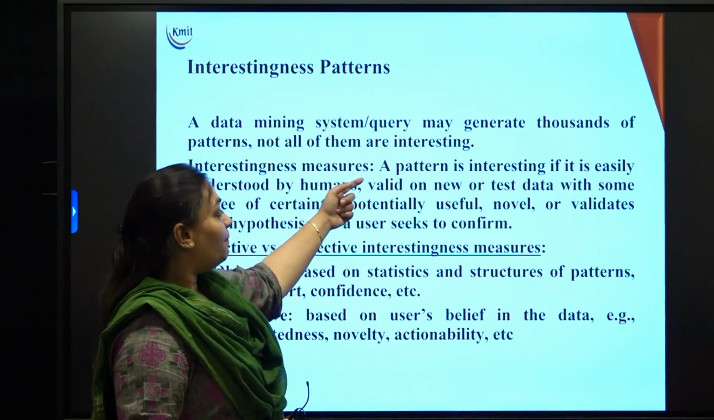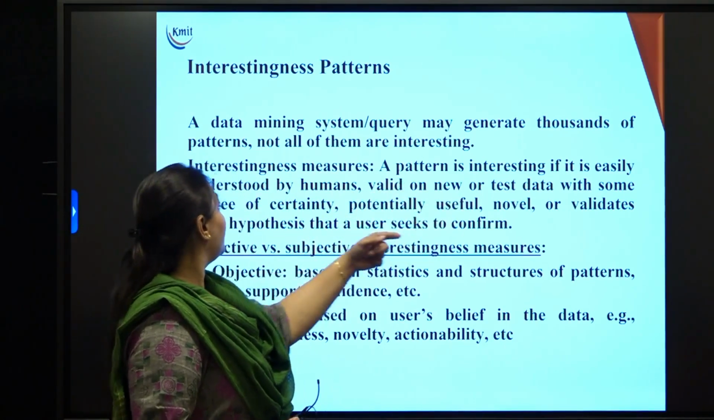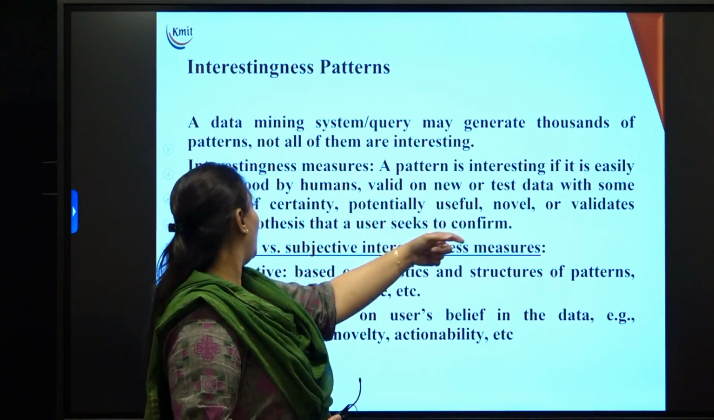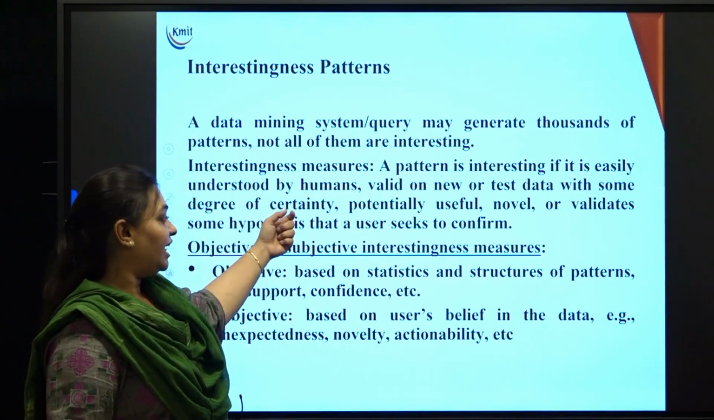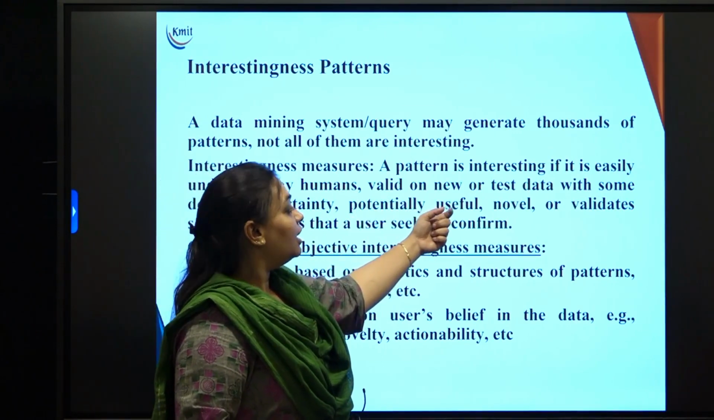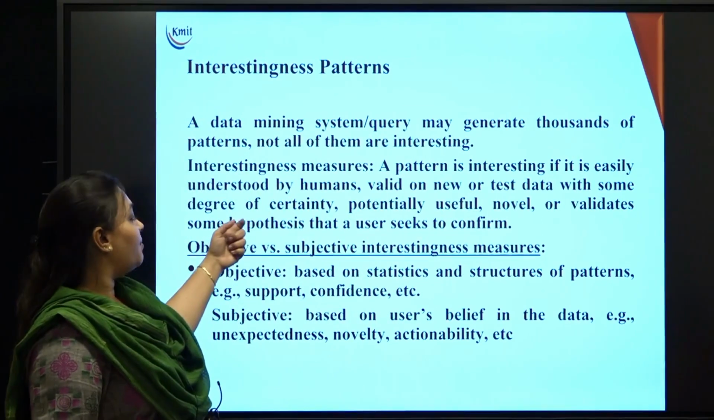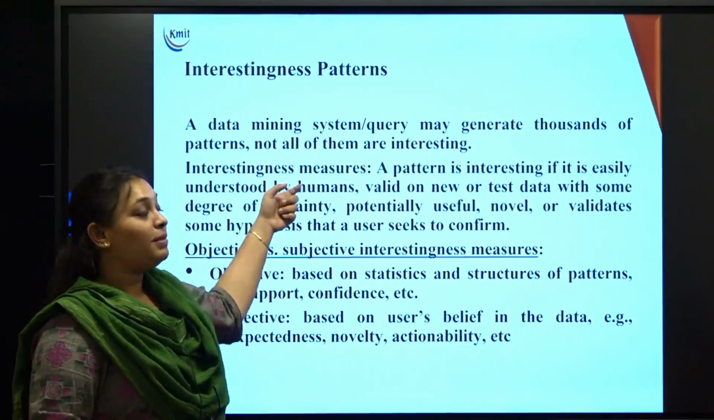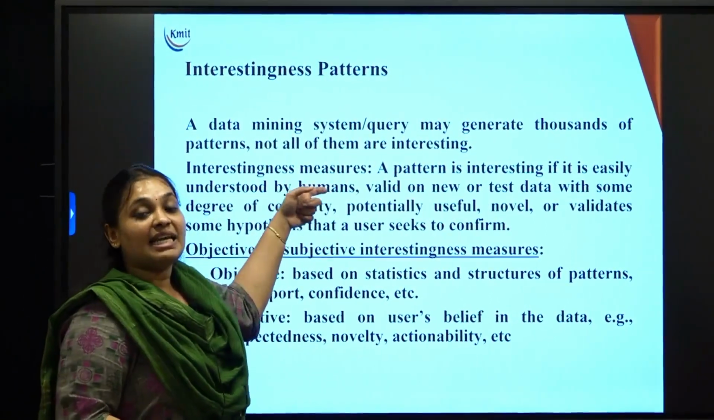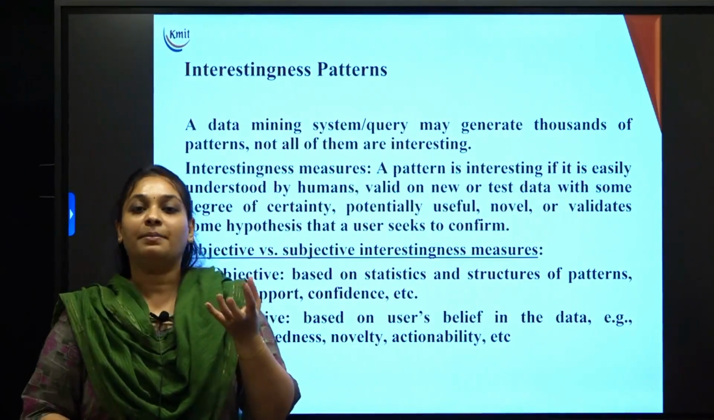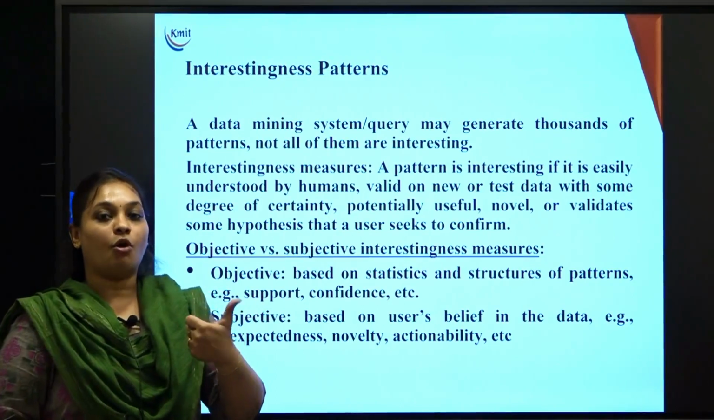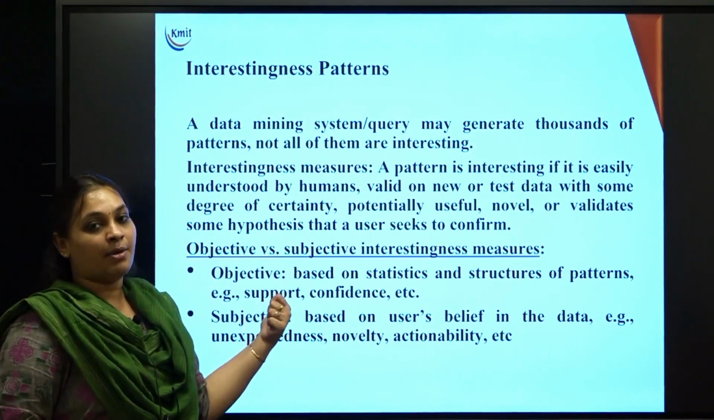Interestingness measures: a pattern is interesting if it is easily understood by humans, valid on new or test data with some degree of certainty, potentially useful, novel, or validates some hypothesis that a user seeks to confirm. What do we mean by this? It is simple, as I told you: whatever patterns you require, you just use those patterns. That is how the user or human being understands the pattern.